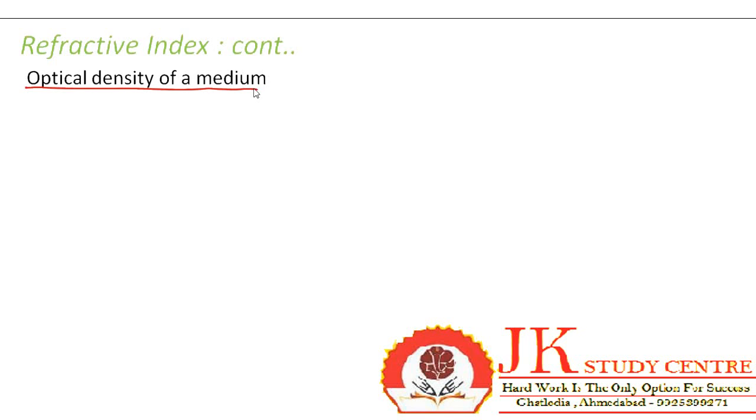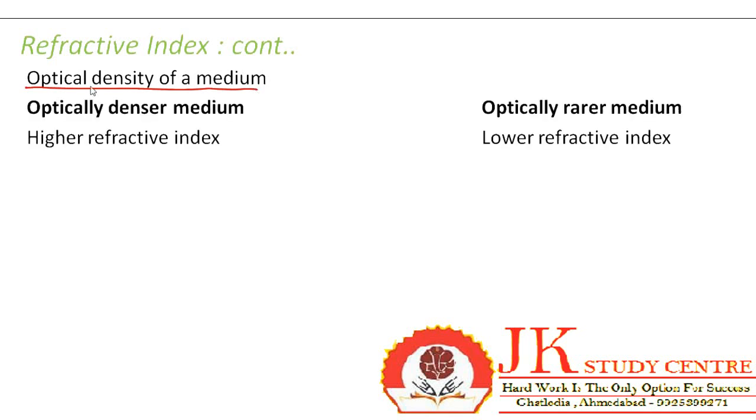The properties of a specific medium determine how much refraction, or how much bending, will take place in that medium. So whenever we talk about an optically denser medium, it has a higher refractive index. An optically rarer medium always has a lower refractive index. Let us take this example. Let us suppose I have two media, medium 1 and medium 2. Now let us suppose I say n21. What is n21?